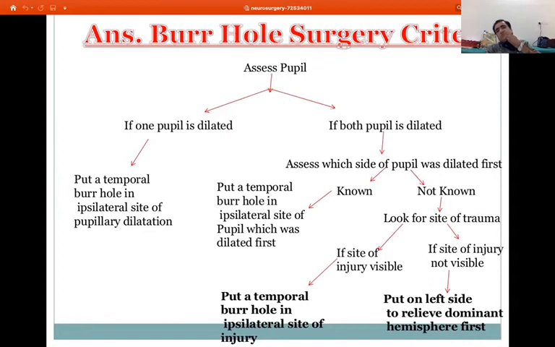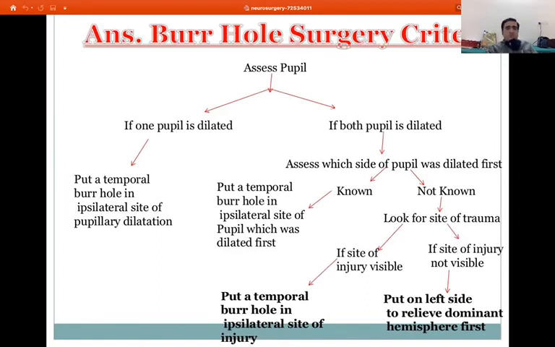So we assess the pupil size. If one pupil is dilated, meaning a unilateral dilated pupil, put a temporal burr hole on that side. If both pupils are dilated, assess which side dilated first and put the burr hole there. If that is not known, look for the site of trauma. If the site of injury is visible, put the temporal burr hole at the site of injury. If it is on the left side, treat the dominant hemisphere first.